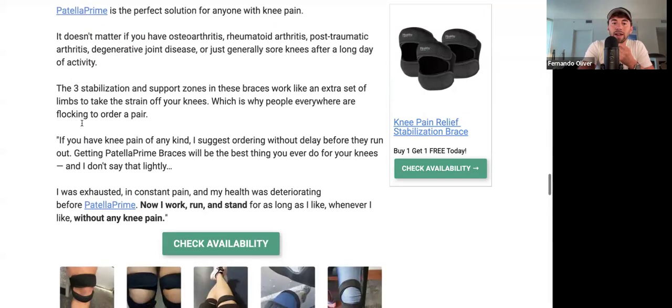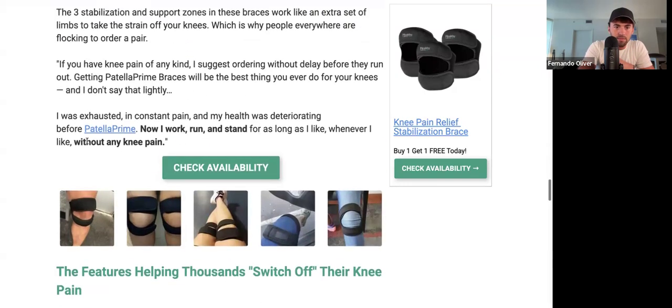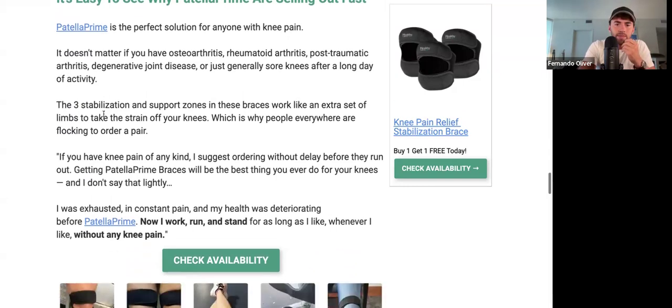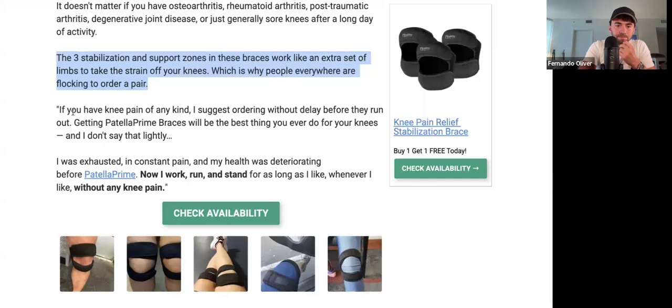So why are they selling out so fast? They don't really explain why they're selling out so fast, but it's an effective headline, and then it goes into just benefits and promises. It's the perfect solution for knee pain. If you have XYZ, so it qualifies everyone with knee issues. It restates the solution mechanism, and then a testimonial.